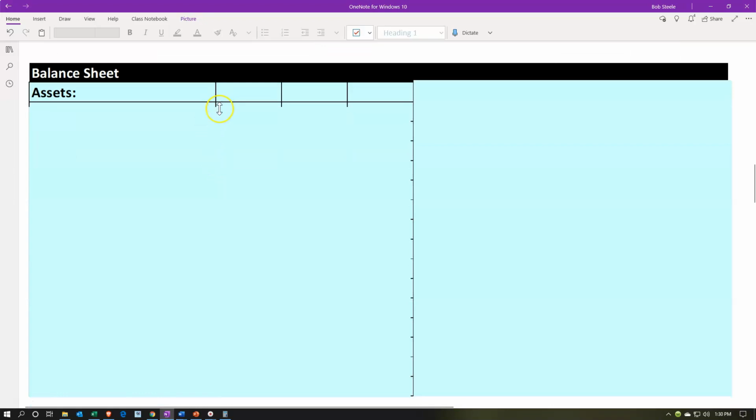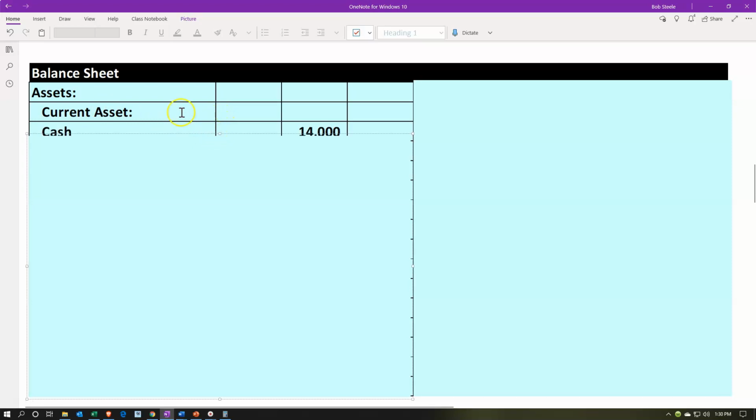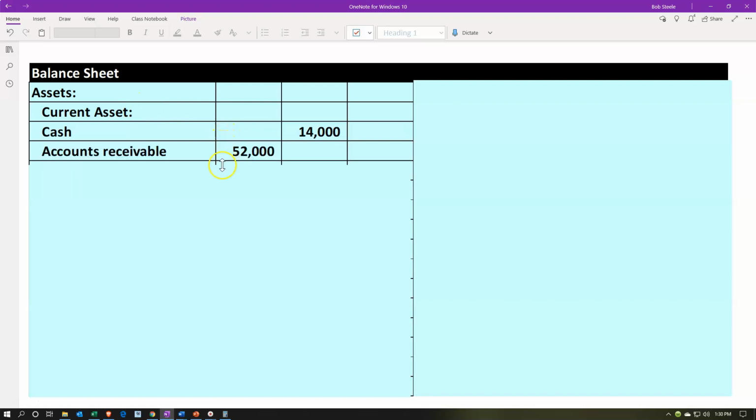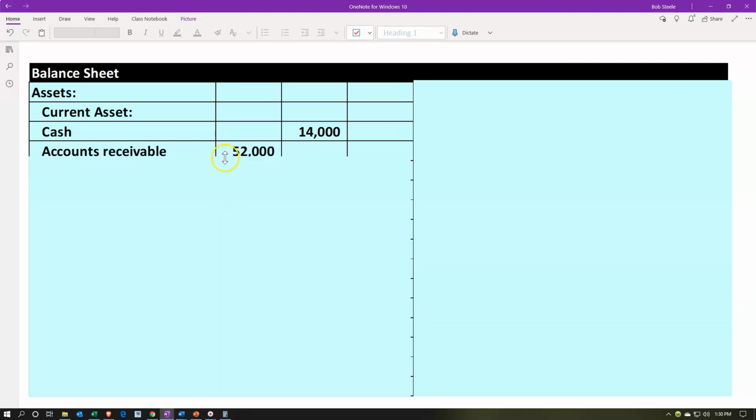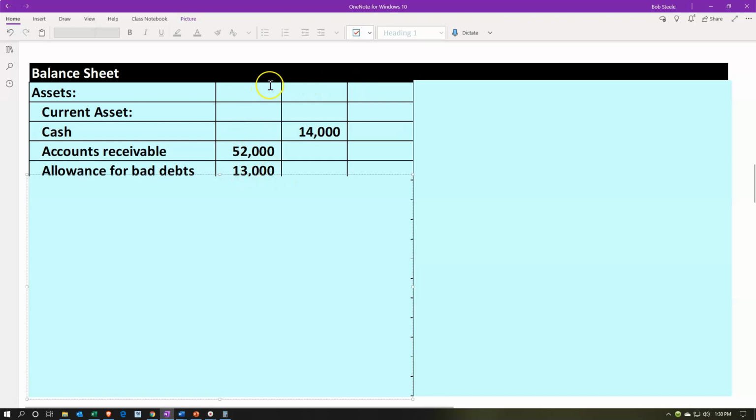We've got the assets. Now I represent it with a colon to represent that everything under it is going to be a current asset. Then we've got the current assets, which are also represented with a colon because it's a subcategory of the assets. And then we've got the cash, the accounts receivable, the allowance for bad debt, just as we had before. These two are indented further into a third column. Now we have 3 columns here instead of the 2 that we had last time.